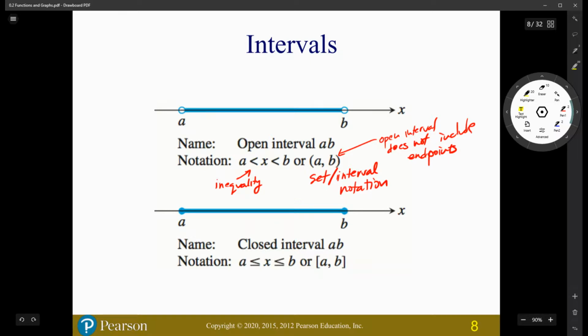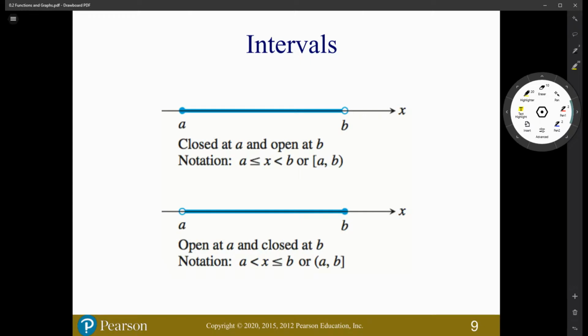And then here's a closed interval where we do include the endpoints, and notice the changes from parentheses to brackets. And notice the changes from less than signs to less than or equal to signs. And this has to do with whether we include the endpoints of the interval.